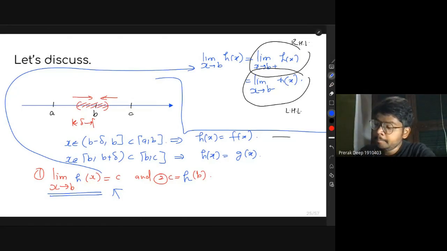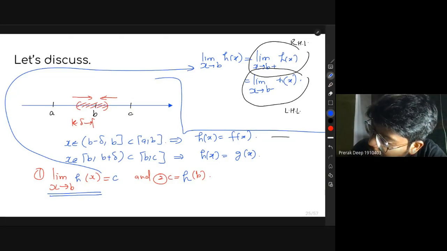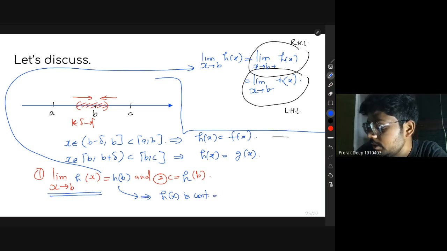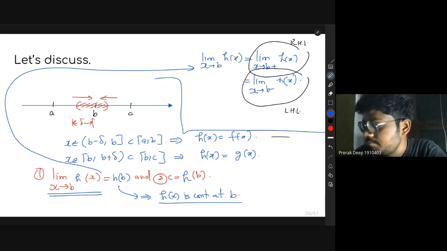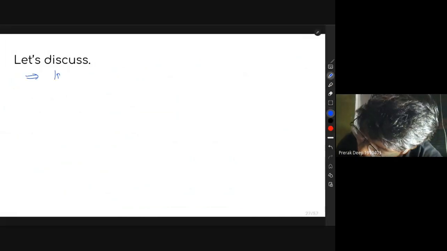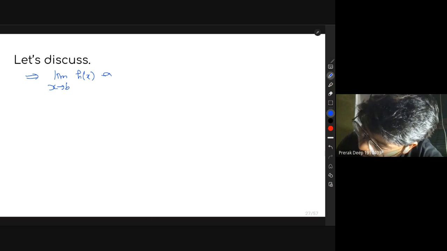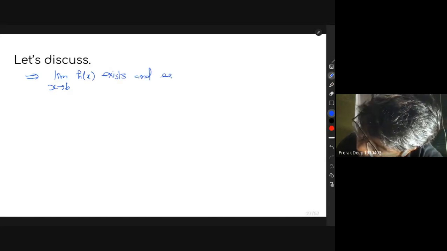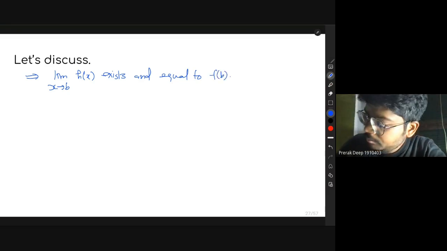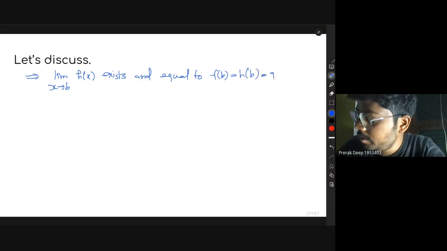Now once these two are equal, you can define this limit as x tends to b of h(x), and this limit turns out to be h(b) only. So h(x) is continuous at b. Let me write it here, whatever I said. Now this implies that the limit as x tends to b of h(x) exists and is equal to f of b, which is h of b, which is g of b.